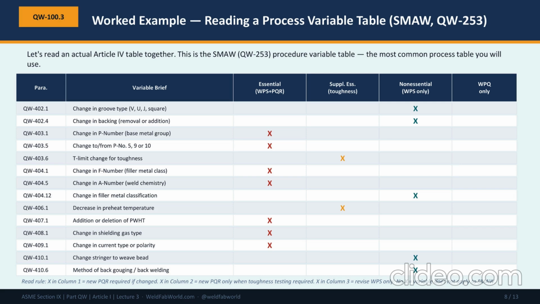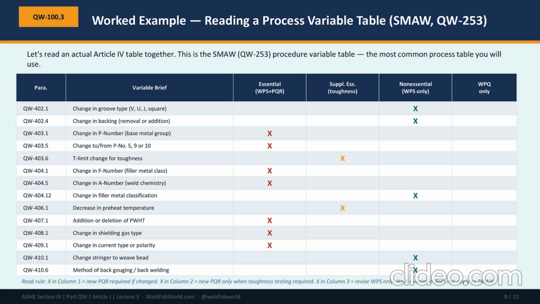QW407.1, addition or deletion of PWHT. Column 1, essential. This is one of the most commonly tested essential variables. Adding post-weld heat treatment to a procedure that was qualified without it, or removing PWHT from one that required it, fundamentally changes the mechanical properties and microstructure of the completed joint. New PQR required without exception.